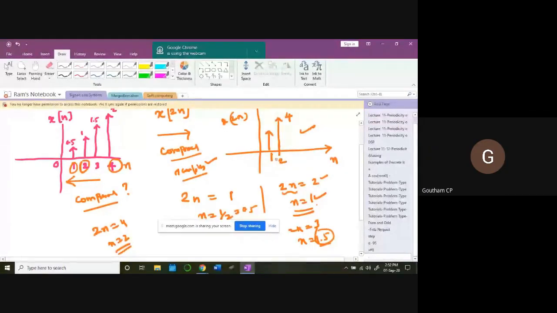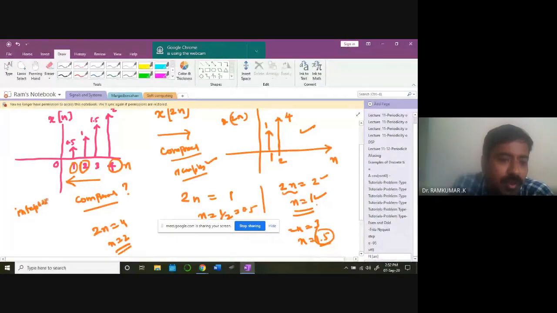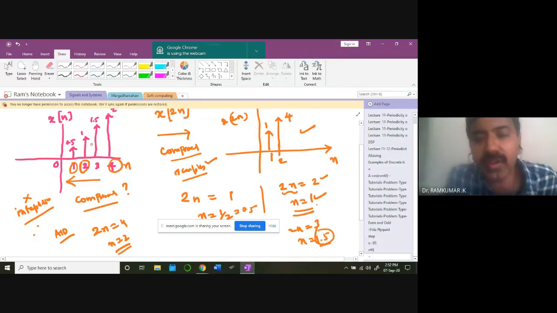Sir, if it is 1.5, can we assume it as 1 or 2? No, interpolation is not allowed. Interpolation we will do after ADC, we will learn that. Right now don't think about interpolation. Between two samples, there is nothing existing. It's completely lost. Good question, but it's lost. You understood this idea?